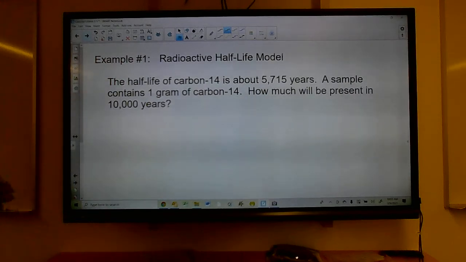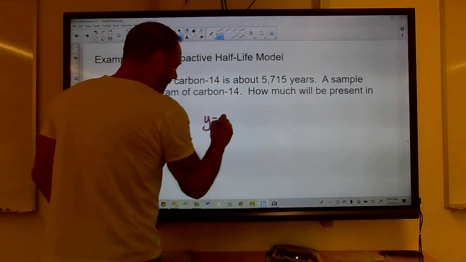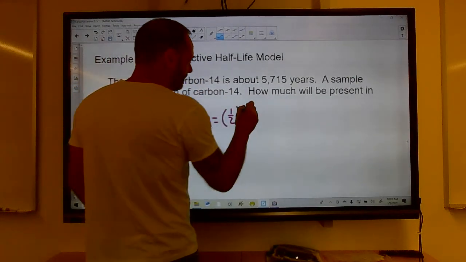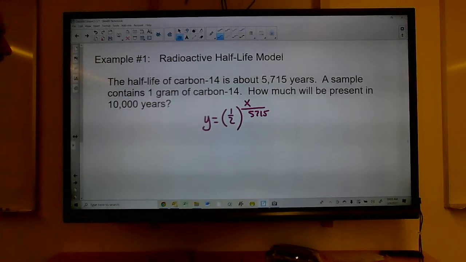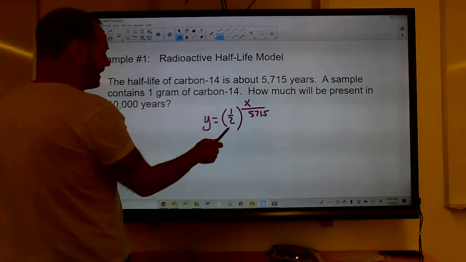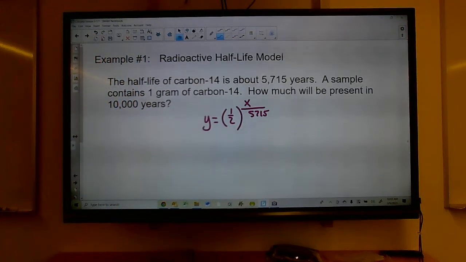All right, radioactive half-life model. The half-life of carbon-14 is about 5,715 years. A sample contains 1 gram of carbon-14. How much will be present in 10,000 years? Here's what we're going to do. We're going to write down an equation, y equals 1/2 to the x over 5,715. This is going to be the formula. Here is our half-life, so we're going to have half every time 5,715 years go by.